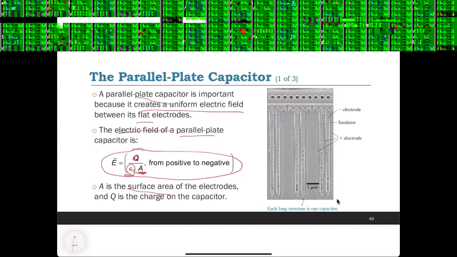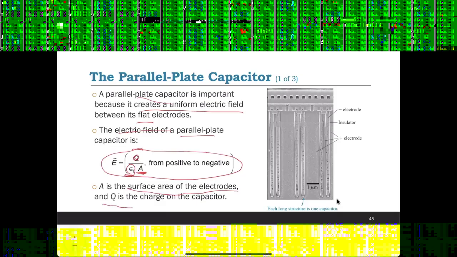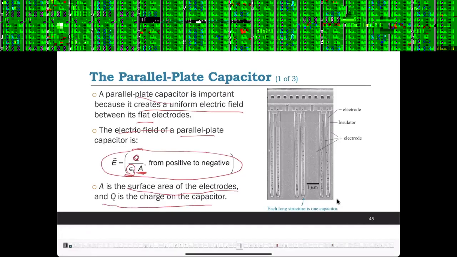A is the surface area of the electrodes, and Q is the charge on the capacitor. The electric field strength of the parallel plate capacitor is related to the potential difference delta Vc and the plate spacing d by this one. We talked about this in the last class, the electric field strength of a plate capacitor. We can use this equation to calculate it.